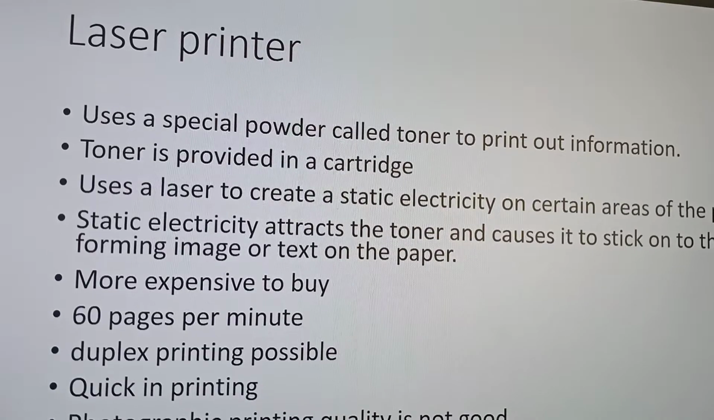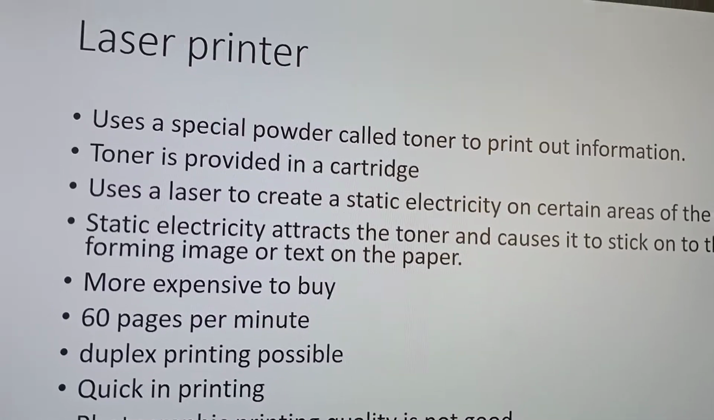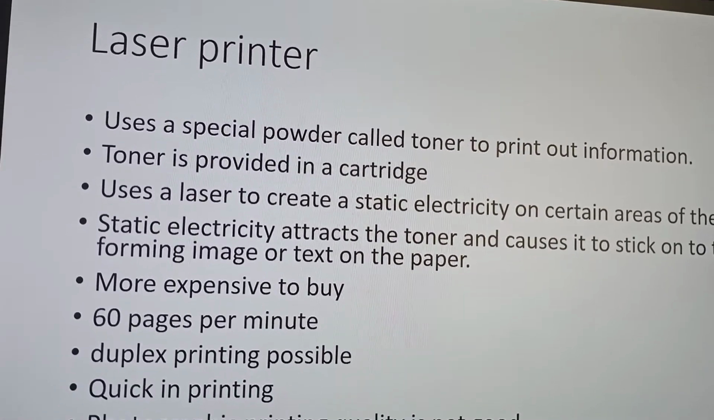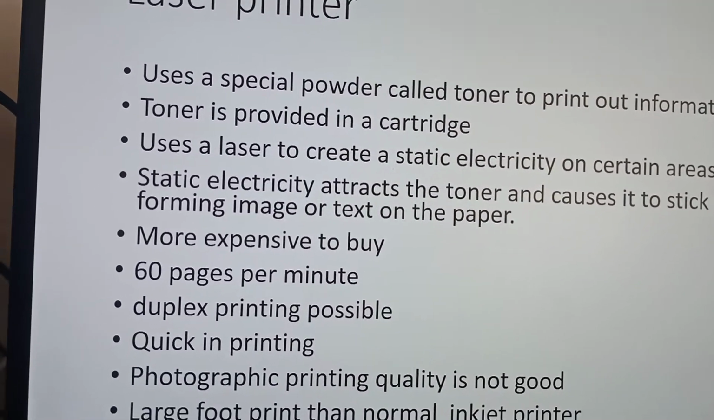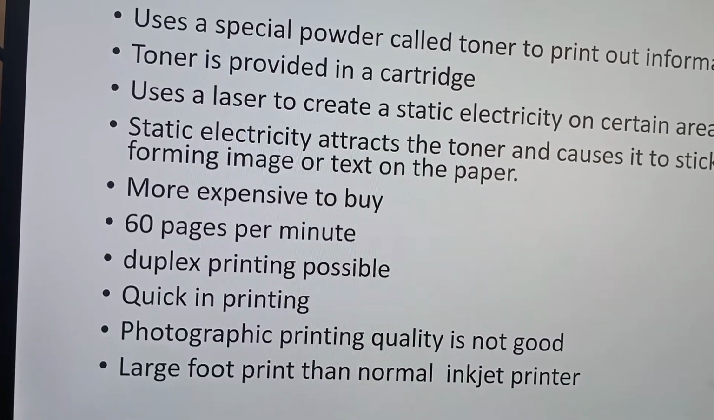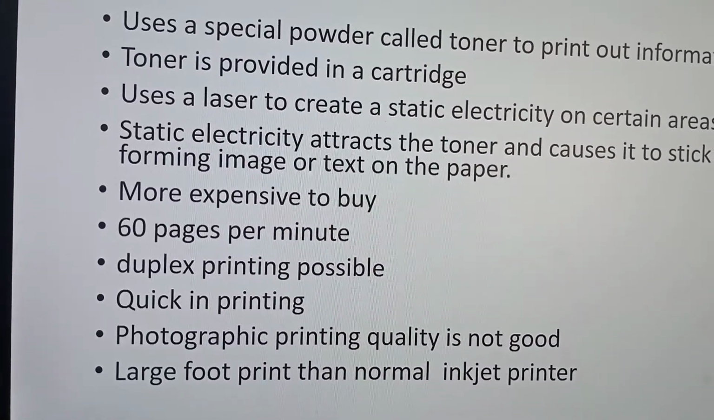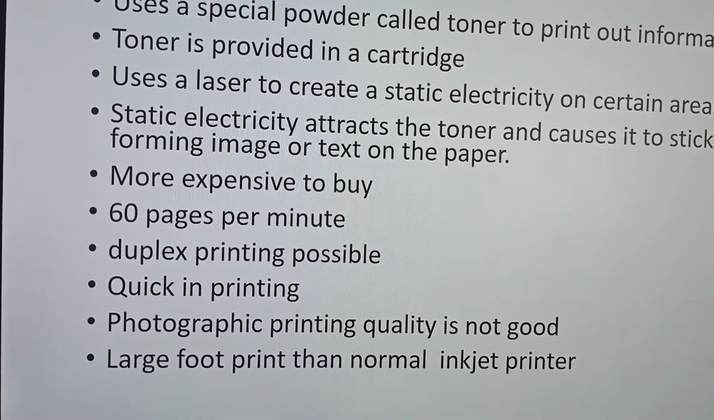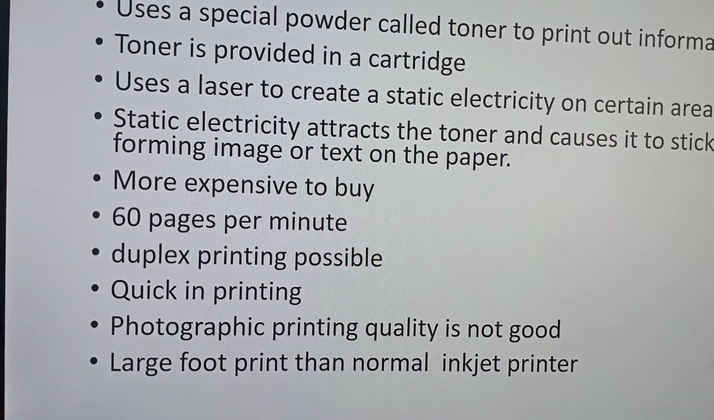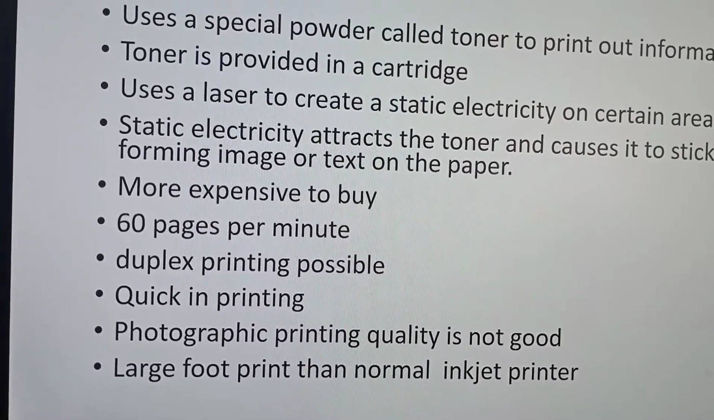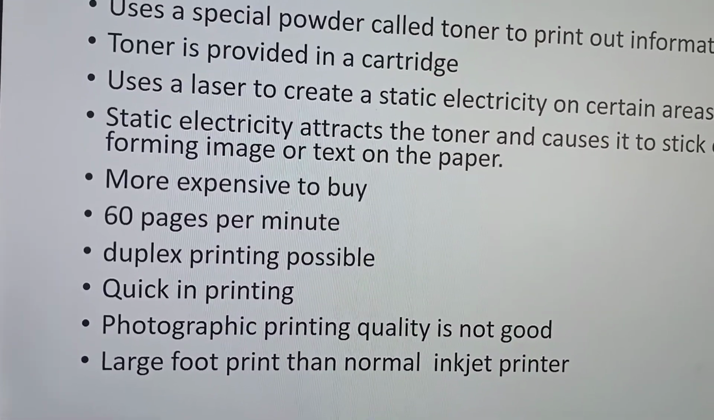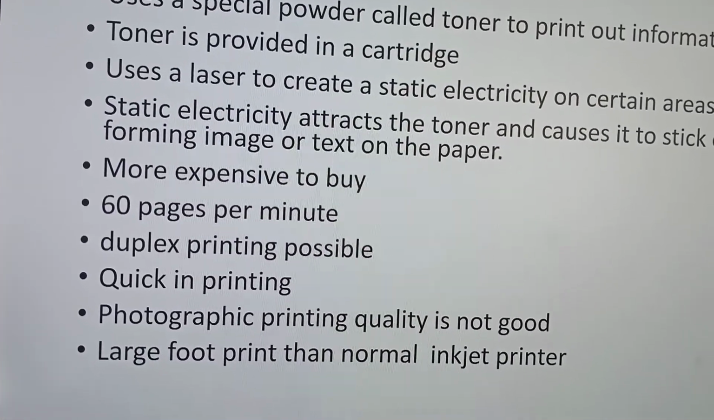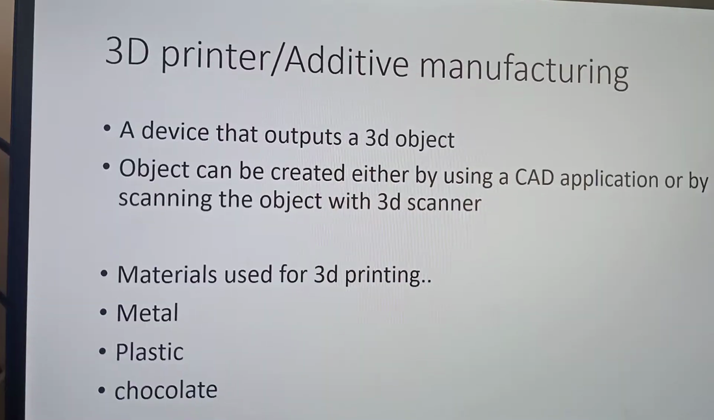Even though this technology is very good, it is very expensive to buy. It is very fast printing and it can go up to 60 pages per minute. It also helps in duplex printing, and a larger footprint than a normal inkjet printer is required for a laser printer. So what is a footprint? Footprint is the area that a printer will take on the top of a desk or somewhere to place it. So the area taken by the printer is known as footprint. Laser printers will take larger footprints than normal printers.